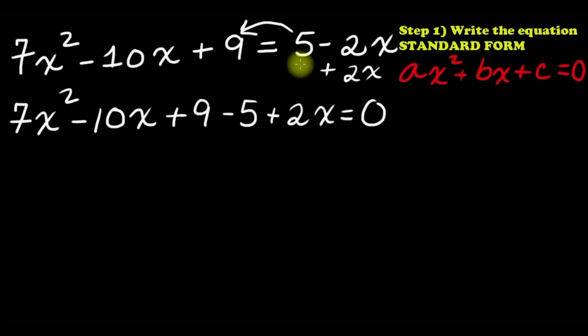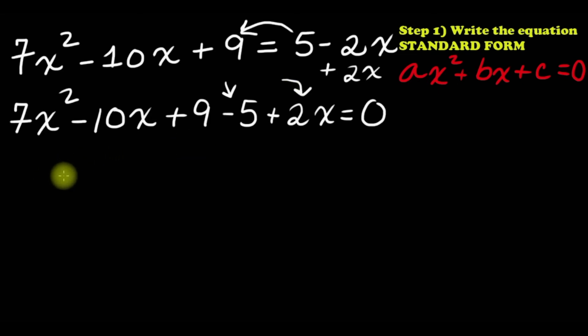So basically, we're adding 5 to both sides. So basically, we take away 5, and that's how we got the minus 5. And then we add 2x to the right side of the equal sign, and then we add 2x to the left side of the equal sign, and that's how we came up with the 2x.